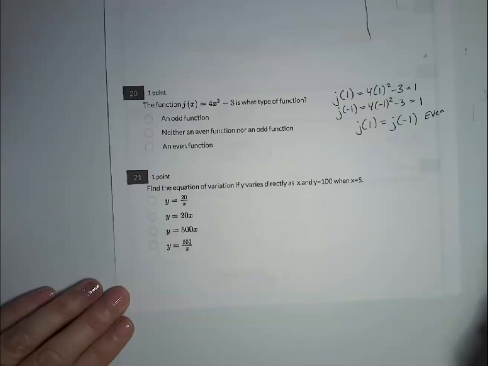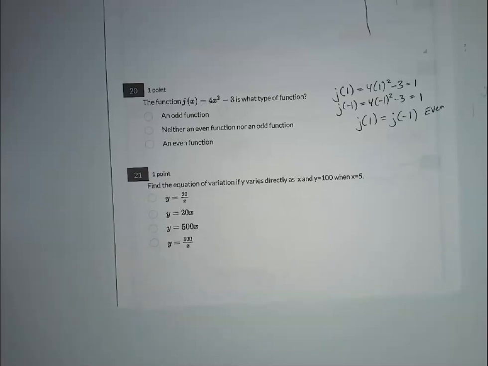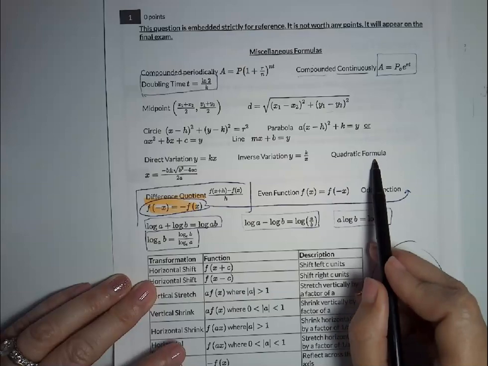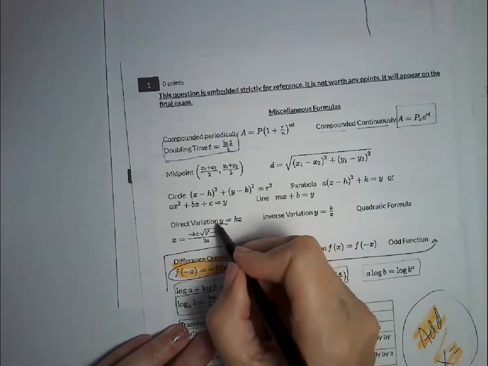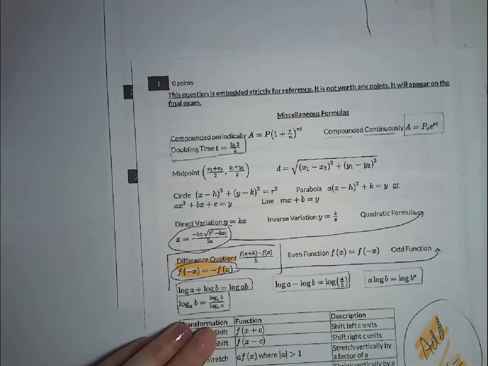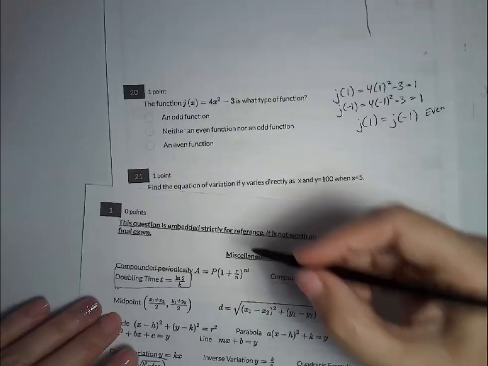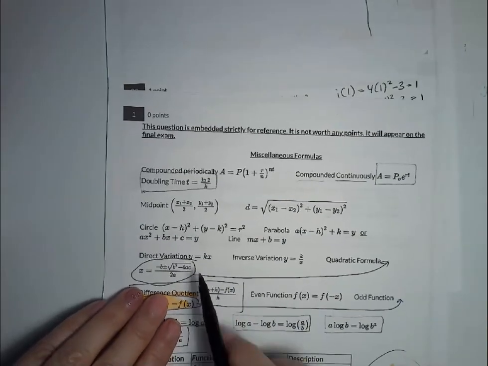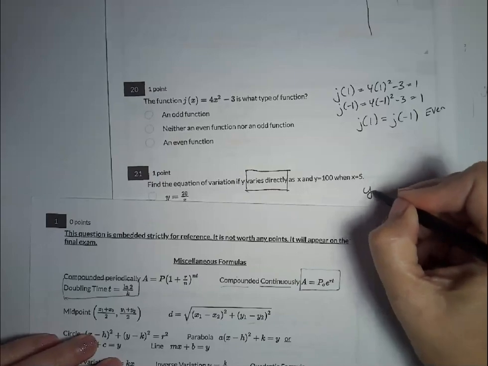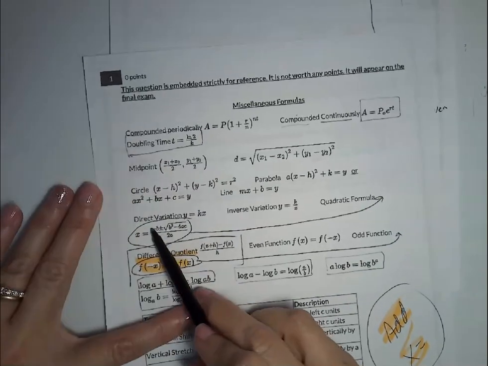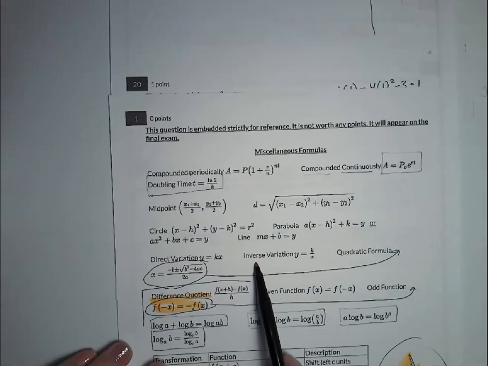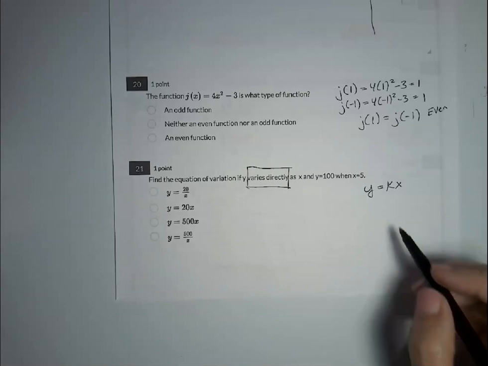Okay, 21, find the equation of variation. And we can look at our formula sheet, and I give you a little hint: direct variation, inverse variation, and quadratic formula. Okay, and that's supposed to be over here. I think it's just how it prints on your paper. So this one says it varies directly. I don't know what's going to be in the test, so you need to make sure you understand where all of these are. But varying directly means I'm going to use y is equal to kx. That was given on the page as direct variation. If it said y varies inversely, then I would use the inverse variation. Okay, but this one said directly.